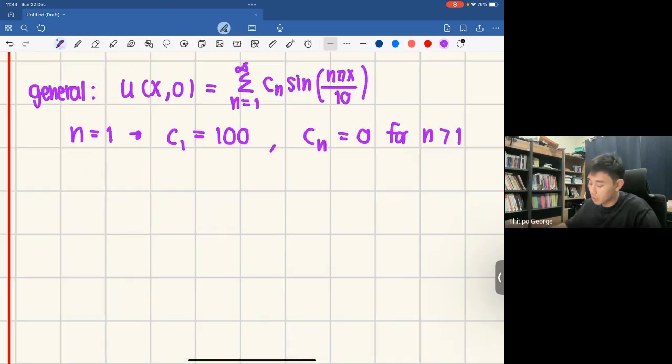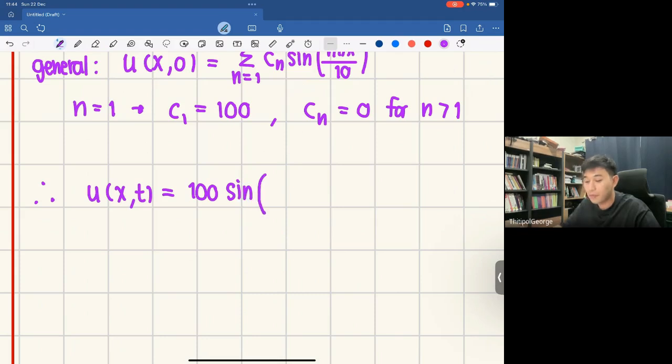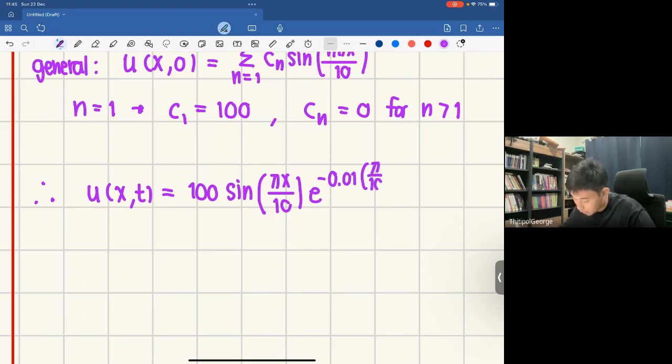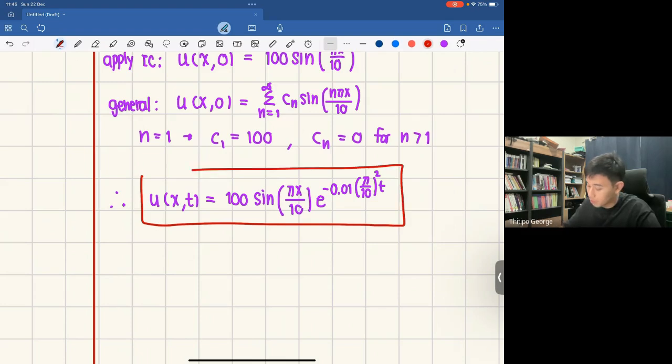So the final solution, the real final one, is u(x,t) equals 100 sine of pi x over 10 times e to the negative alpha. We know that alpha is given as 0.01, and n equals 1, so we have pi over 10 squared t. This is going to be our final solution.